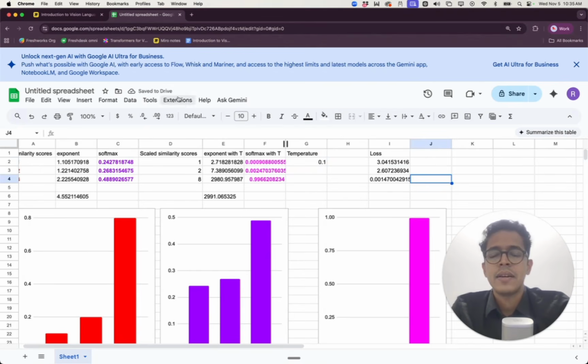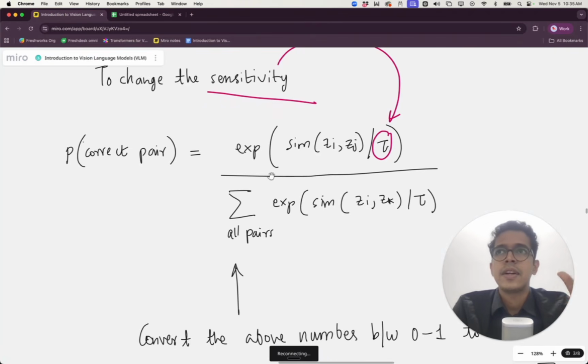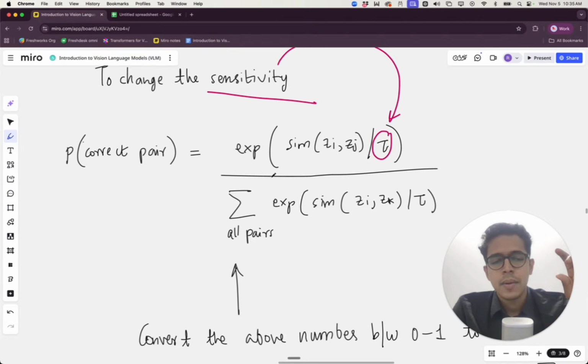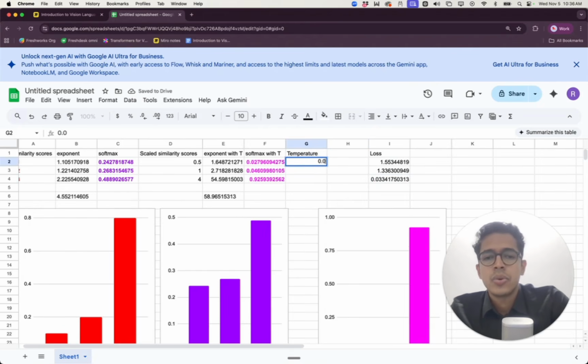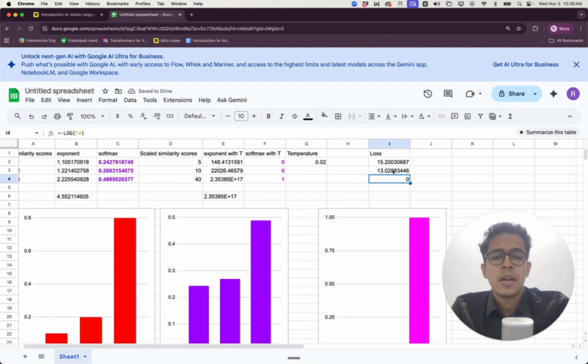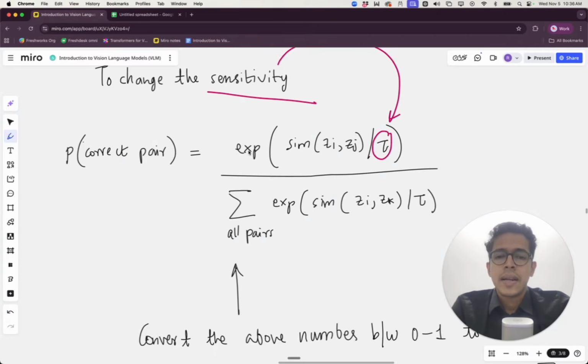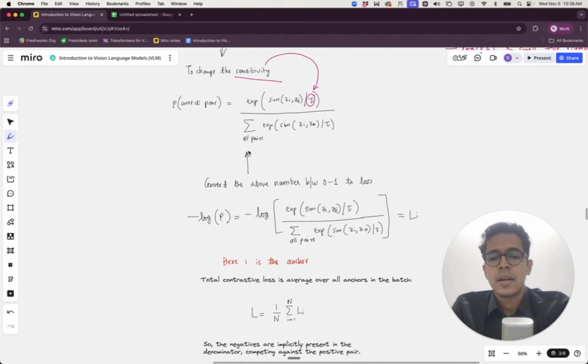By playing with the value of the temperature, you can figure out how to make your softmax function much sharper and how to increase the difference between negative pairs and positive pairs. So now you see the distance between negative and positive pairs is this much. Negative pairs have loss values close to 3 or 2. Positive pairs have loss value close to 0. If the temperature was 0.2 or let's say 0.02, then the distance between the loss value of negative pairs and positive pairs is very high. So this is how you technically implement a contrastive loss.